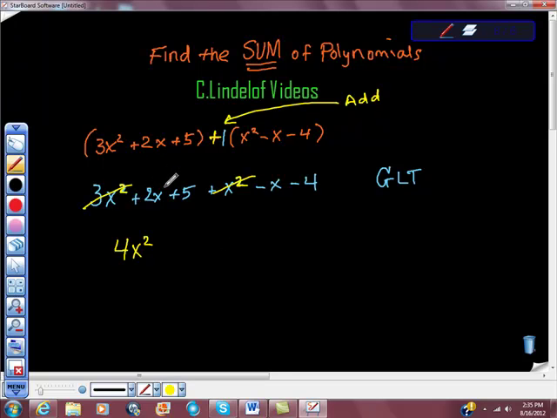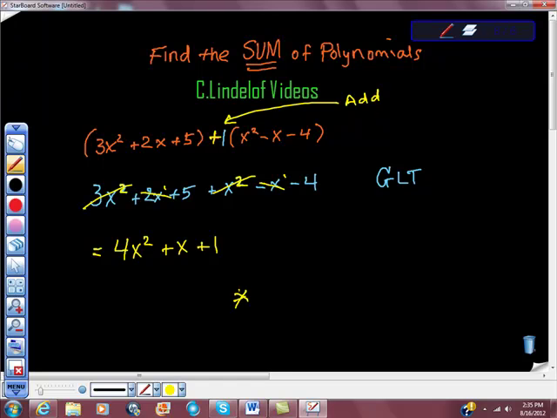Now I'm looking for x's to the first power. This is 2x to the first power. Here's a negative x to the first power. So 2x minus 1x is positive x. So x to the first power, I used this and this. Lastly, I'm looking for constant numbers all by themselves without variables. We have positive 5 here and negative 4 here. And positive 5 plus negative 4 is positive 1. So there's our answer. All right?